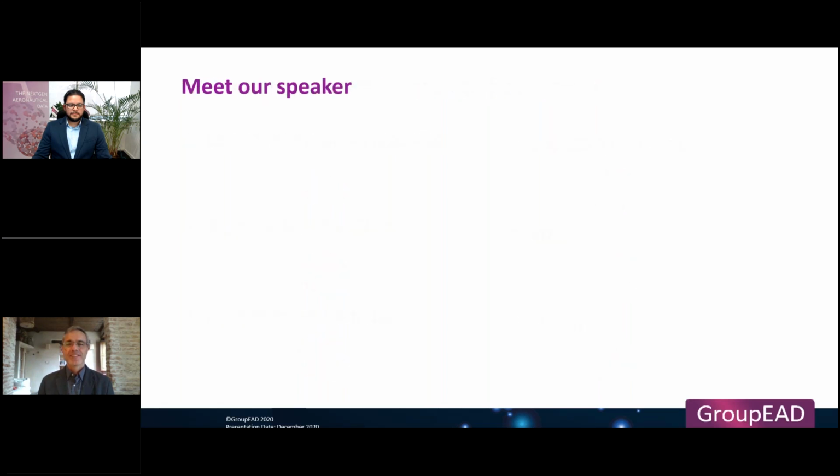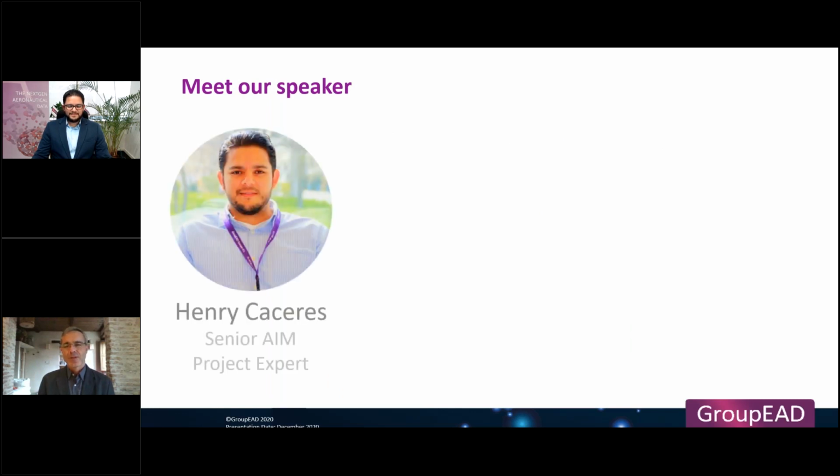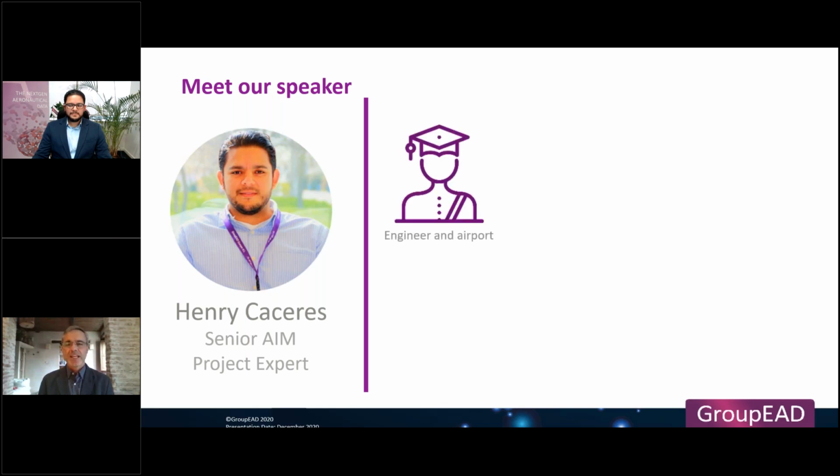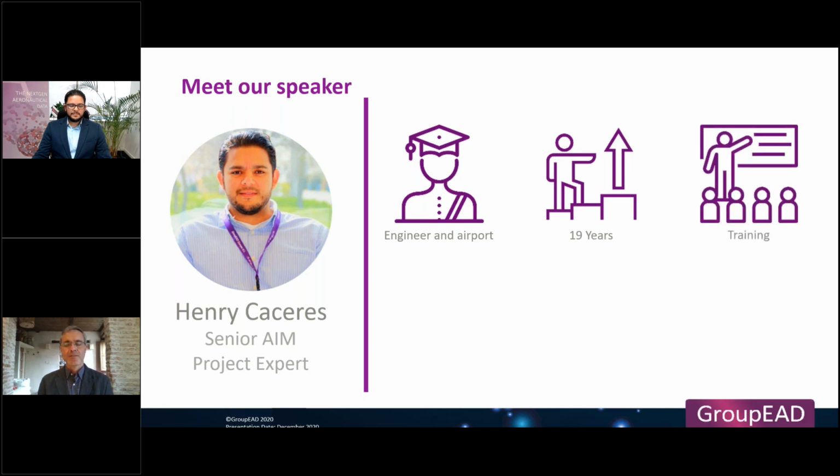And to continue with this, although you see already Henry there on the screen, I really want to introduce him for those who have not seen him already last time. So Henry Cáceres is a senior AIM project expert. He has been working in EAD for many years. He has a background as an engineer in airports. In the AIS and AIM world, he has been working for almost 20 years. And he joined GroupEAD many years ago. Well, no, not really. We are not so old. So a few years ago.